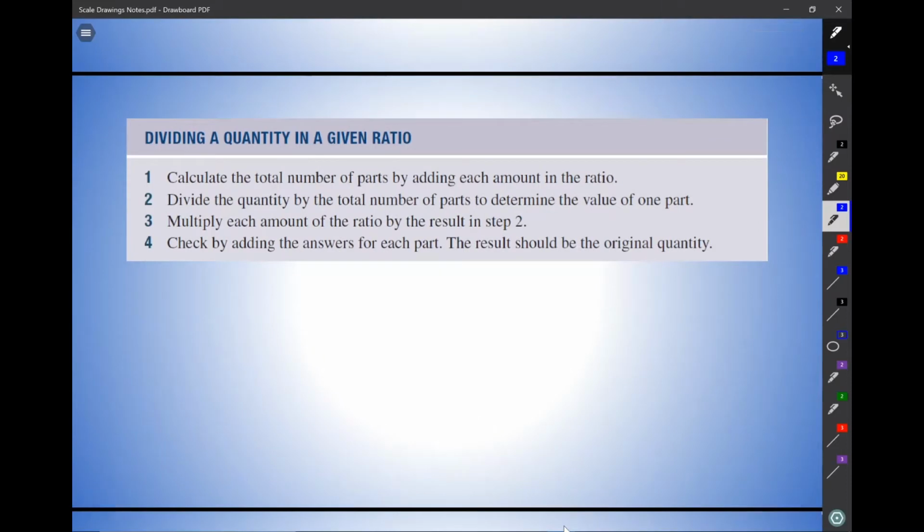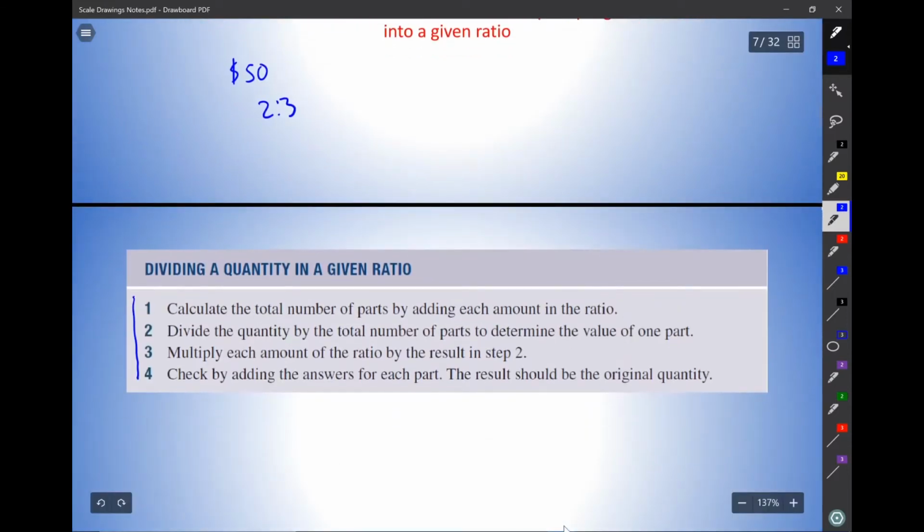And these 4 steps here give you the method for how to reach our solution. I would like you to write down each of these 4 steps. So step number 1, calculate the total number of parts. In the example we had up here, the total number of parts is 2 plus 3, which is 5.